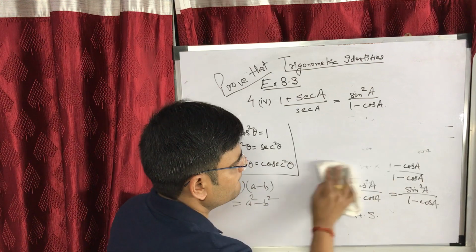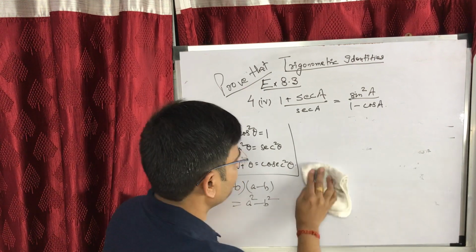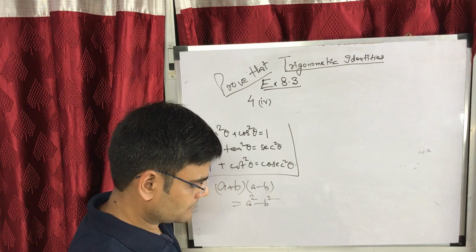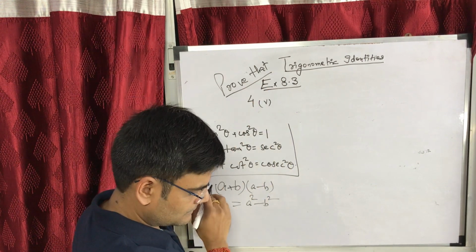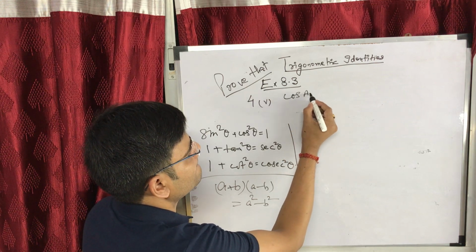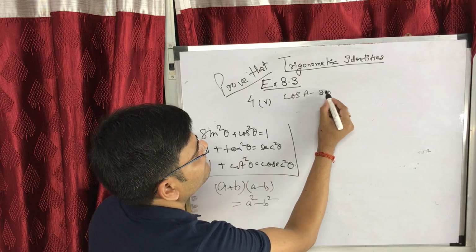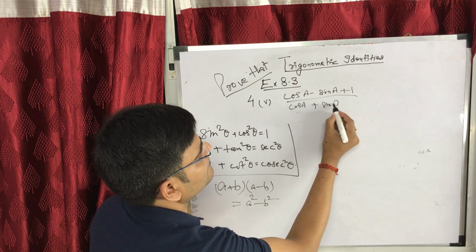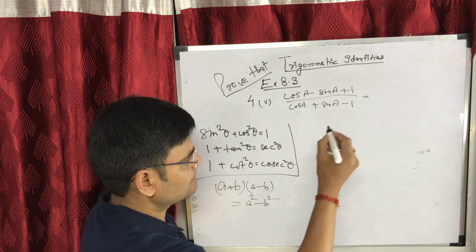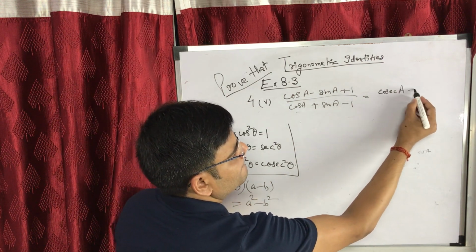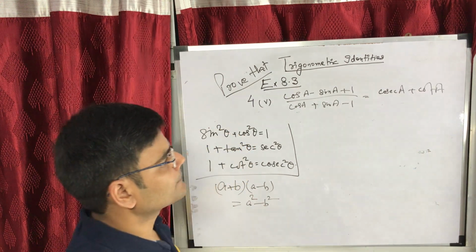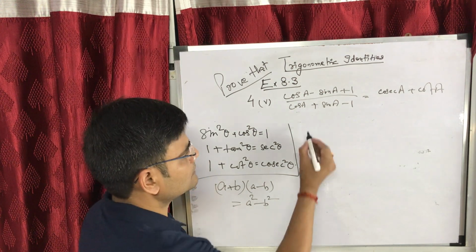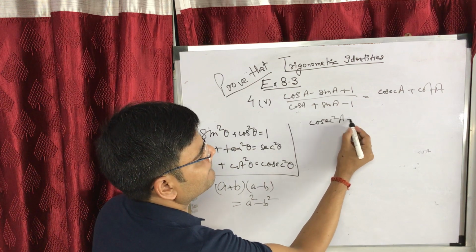For number 5, which I earlier said is the toughest: (cos A minus sin A plus 1) by (cos A plus sin A minus 1) equals to cosec A plus cot A. The hint says use cosec square theta equal to 1 plus cot square.